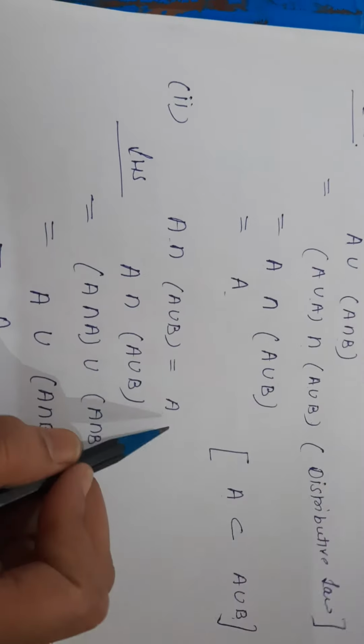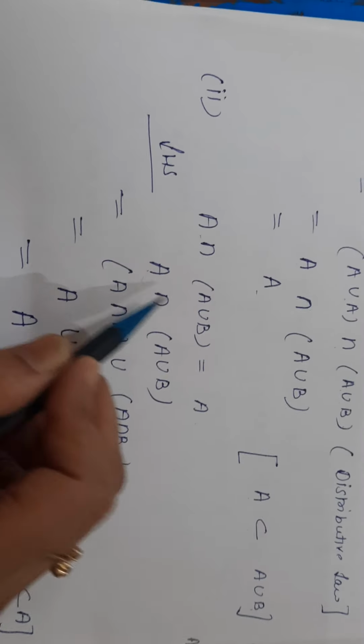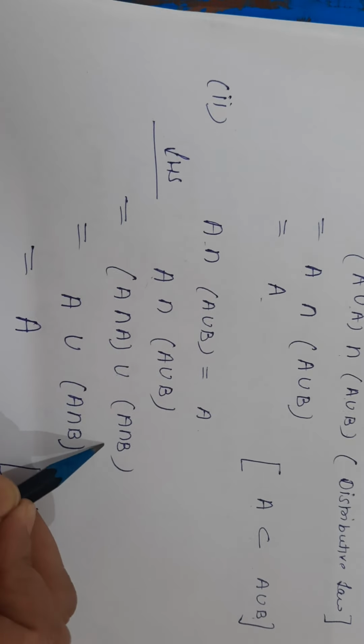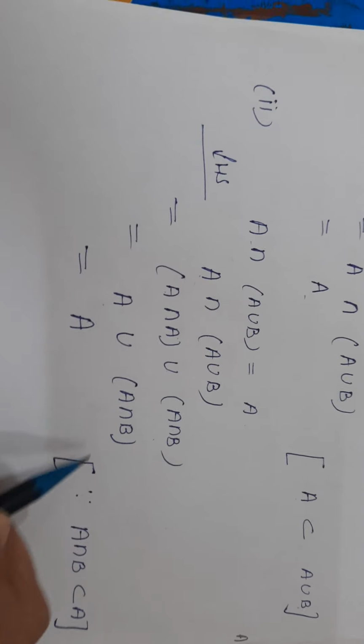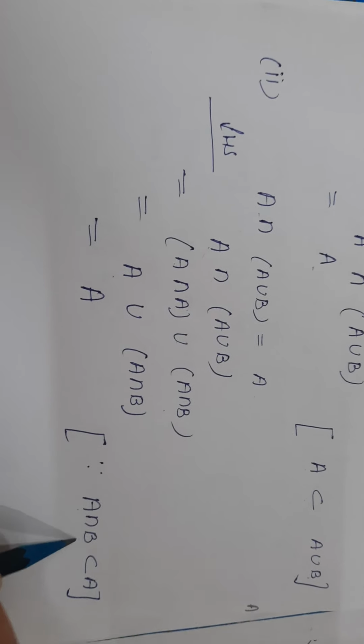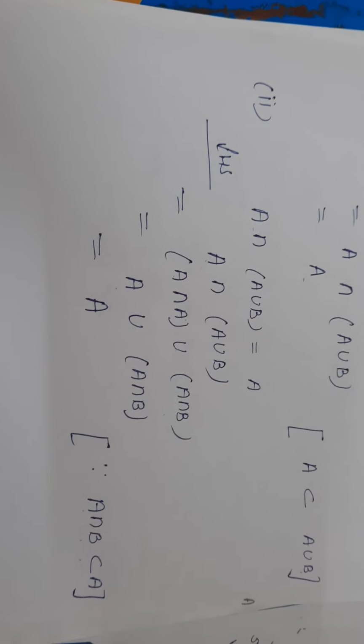Second part, show that this is equal. Again apply distributive law. A intersection A union A intersection B. Now A intersection A is always A. We know that A intersection B is always a subset of A as well as B. So the union is equal to the larger set A.